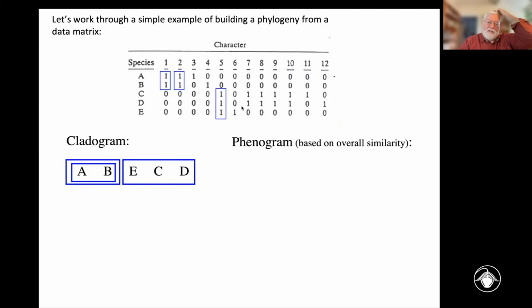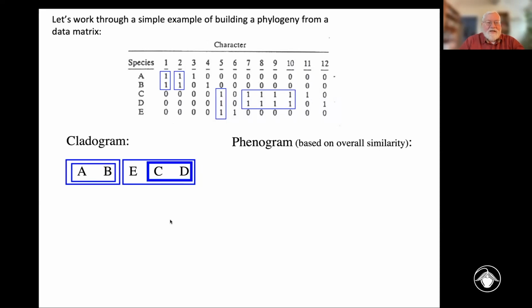This one here in 6 is not very informative. These are actually called phylogenetically uninformative type of characters. But then look at this, 7, 8, 9, and 10 all show the same signal that C and D are related to each other. And then 11 and 12 are both these kind of phylogenetically uninformative ones.